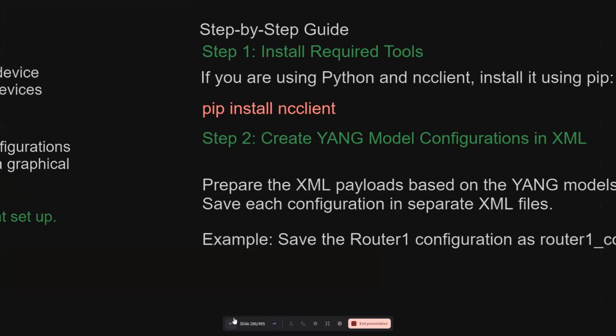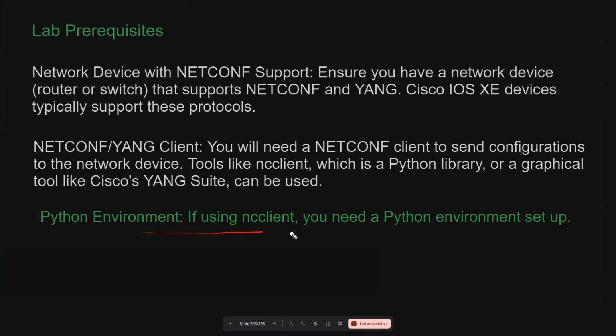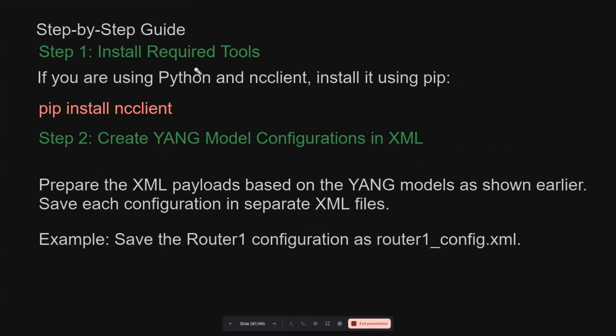You have some NC client. You can see this in a Python variable. NC client is nothing but the package for NetConf, the NetConf Yang client. So you need this NetConf client to set up your Python. Here you can see step by step I have created this document. Install the NC client, create a Yang model configuration in XML, right?